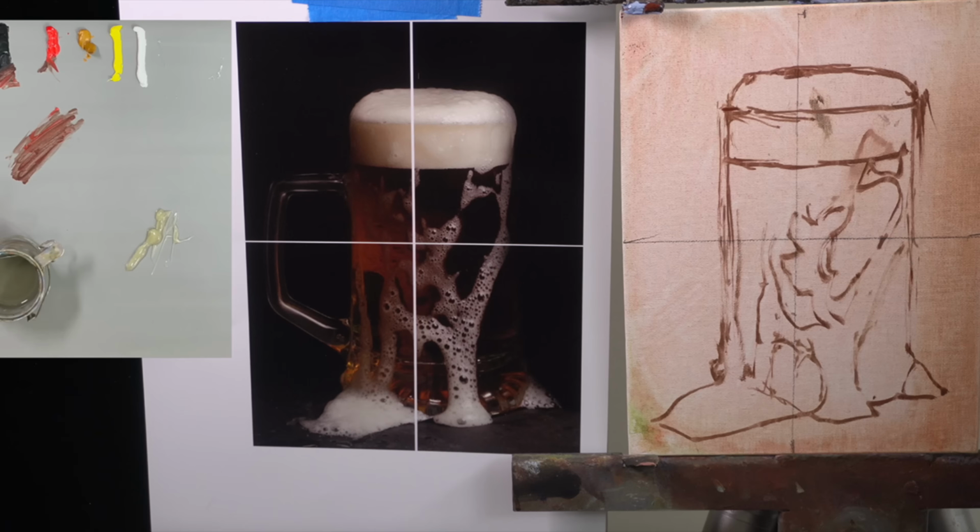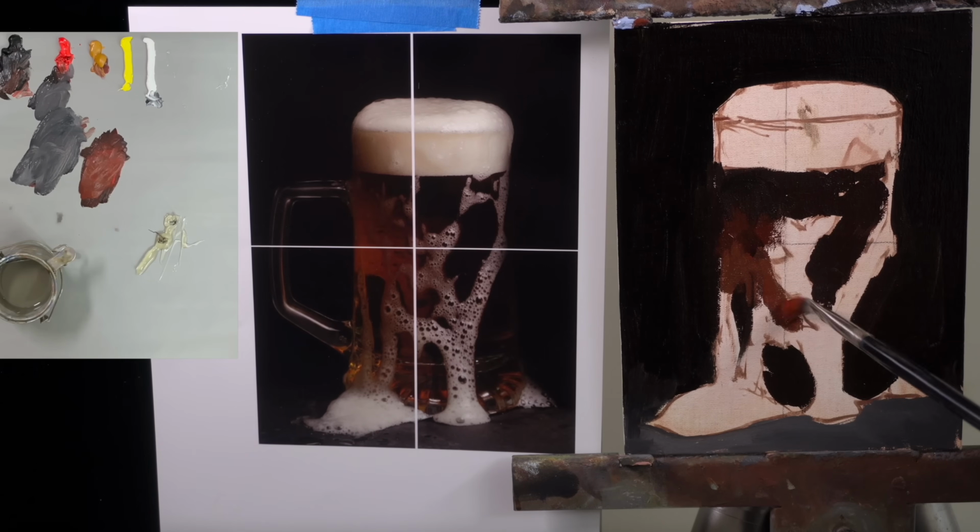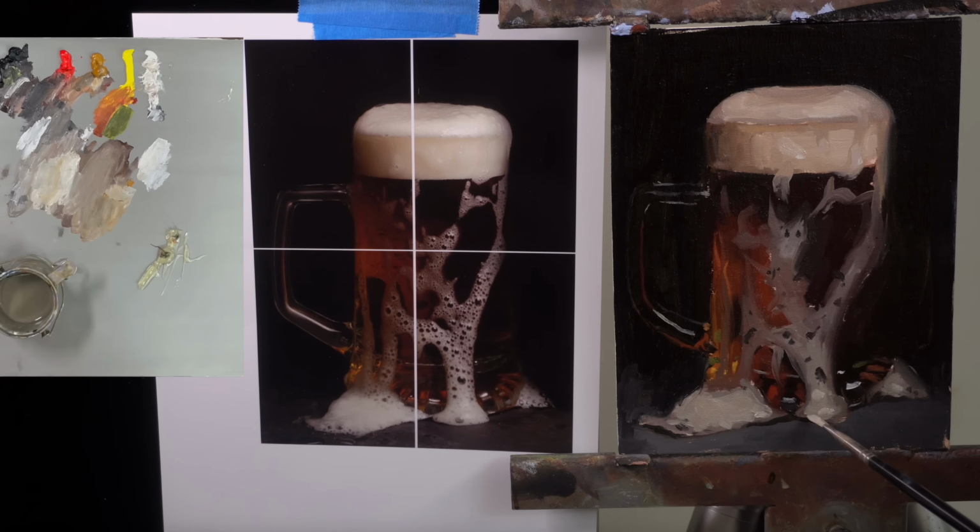For example, when I was drawing in the foam on this beer mug, I wasn't just looking at the shape of the foam, I was looking at the negative shapes around the foam and using those to help me get an accurate drawing as well.